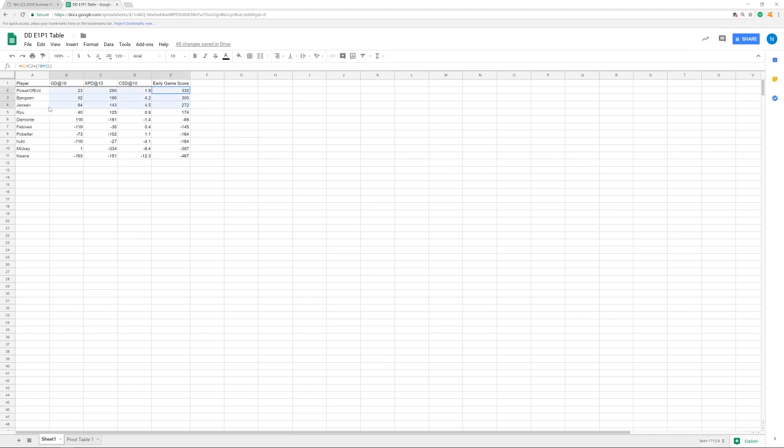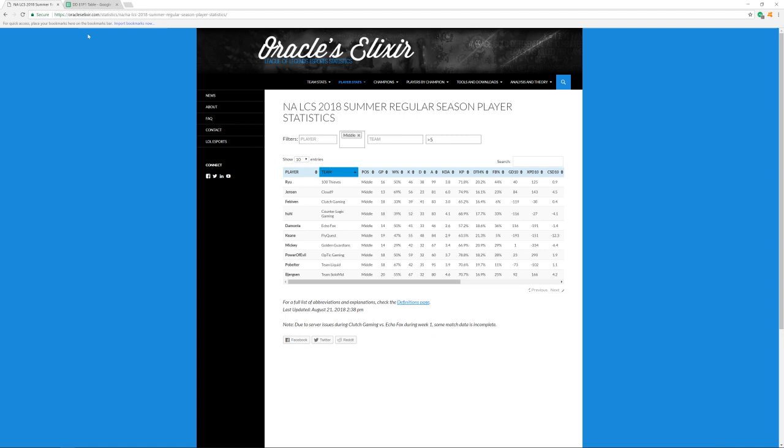You've got your strong mid laners at the top and maybe your mid laners that had a bit of a weaker season at the bottom. So what can we take from this? What we can take from this is that this supports our idea that Power of Evil, Bjergsen, and Jensen were three of the best laners in North America. And it supports our idea that gold differential, XP differential and CS differential at 10 are an important part of tracking early game success. Okay? So now let's try that again, quickly.